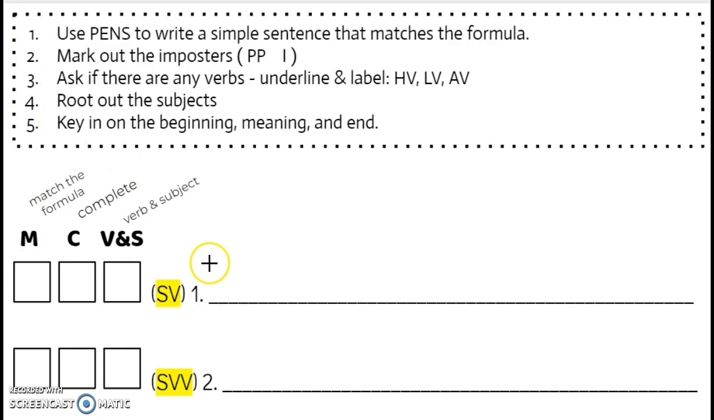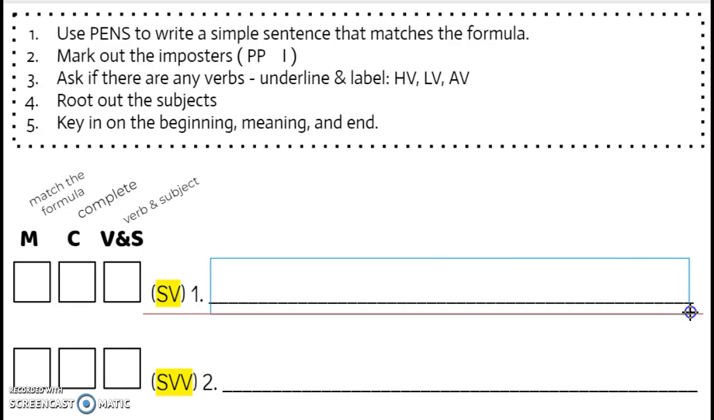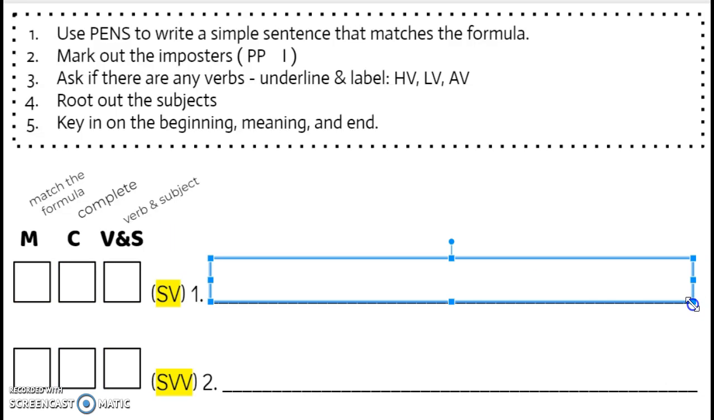The first example asks for one subject and one verb. So we did Susie went to the supermarket for chicken. Actually, I think we used chicken nuggets.